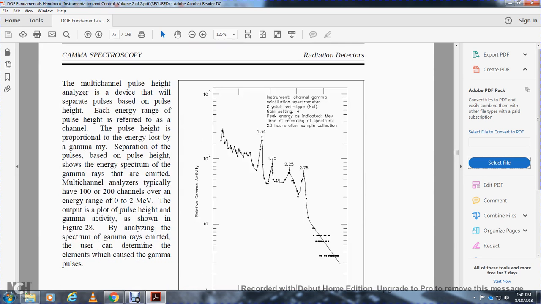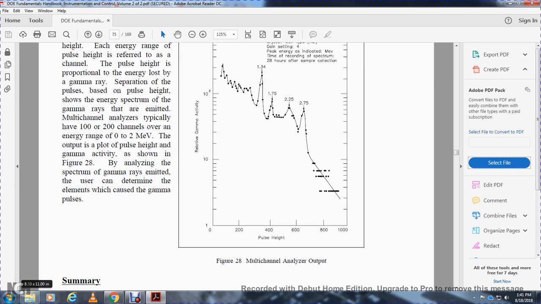The multi-channel pulse height analyzer is a device that separates pulses based on the pulse height. The pulse height is proportional to the energy level of the gamma ray, so the separation is based on pulse height. The energy spectrum of the gamma ray is made with the multi-channel analyzer, typically 100 to 200 channels over the energy range of 0 to 2 million electron volts. The output shows the pulse height versus the gamma activity, as shown in figure 220, giving the spectrum of gamma rays.